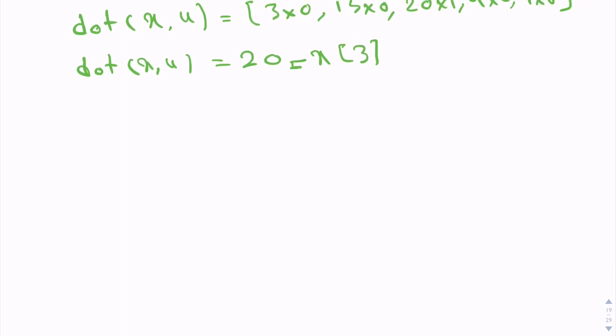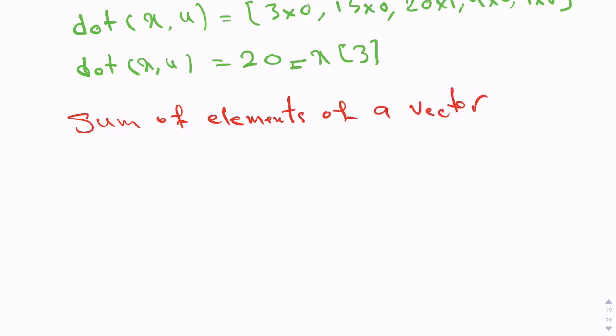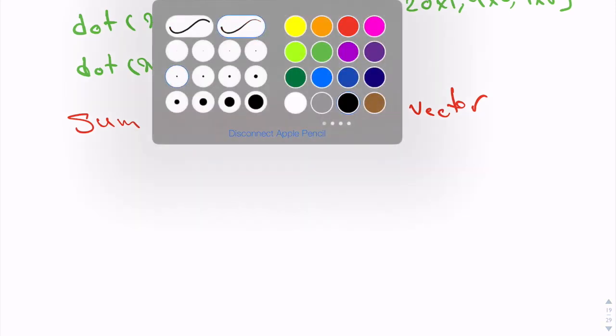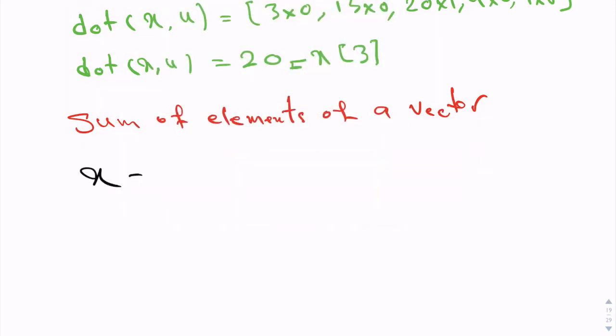So I wanted to see how we can do the sum of elements of a vector. Let's say you're given a vector x whose elements are 1, 5, 0, 3, 7. And I want you to write a program to sum up the elements of this vector. So let's say this is a coding question, the simplest coding question ever.